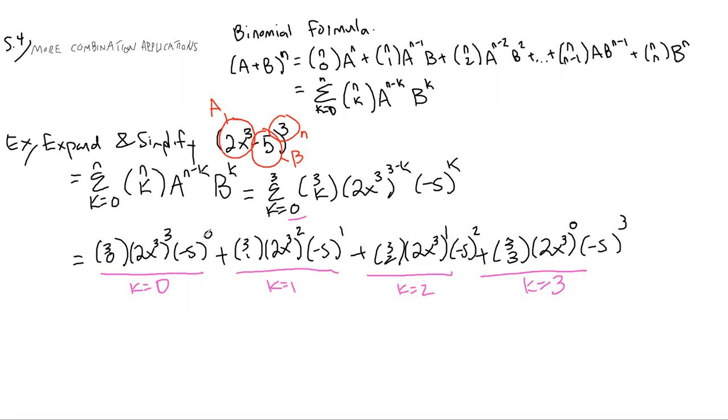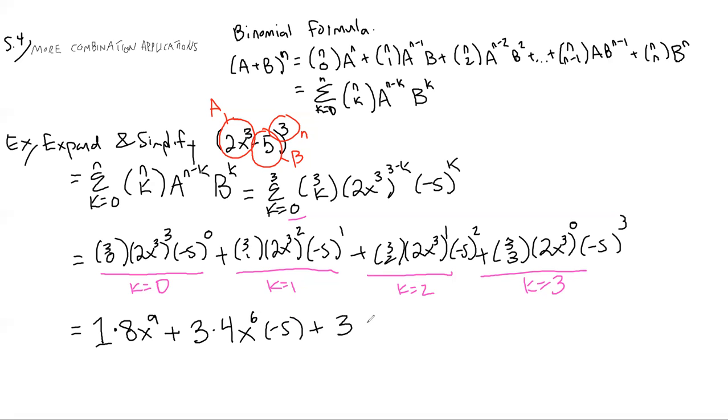And then the simplify tells me to evaluate all of this and get rid of all those brackets. So I'm going to have 1 times 2x cubed to the 3. So 2 cubed is 8, and then x cubed cubed, remember by power rules, we multiply those powers to get 8x to the 9. And then negative 5 just vanishes because it's the power of 0. And then plus 3 choose 1 is 3. So 2 squared is 4, and then x cubed squared is x to the 6, and then times minus 5.